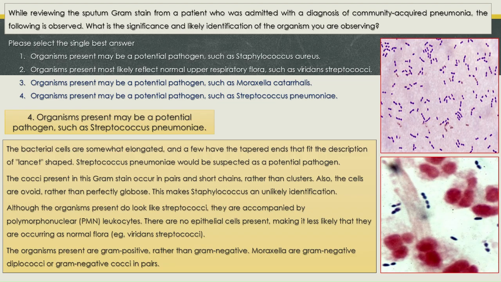Although the organisms present do look like streptococci, they are accompanied by polymorphonuclear, PMN, leukocytes. There are no epithelial cells present, making it less likely that they are occurring as normal flora, e.g., viridans streptococci. The organisms present are gram-positive, rather than gram-negative. Moraxella are gram-negative diplococci or gram-negative cocci in pairs.